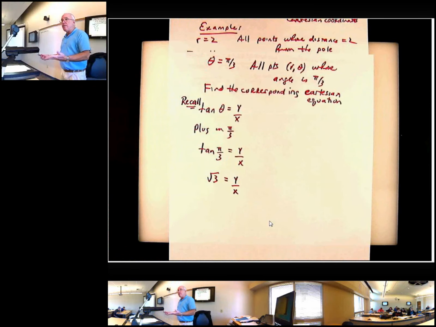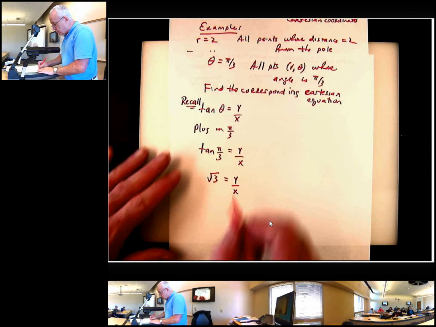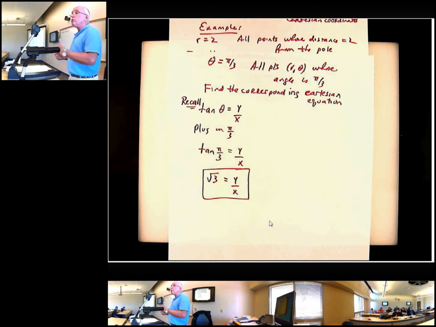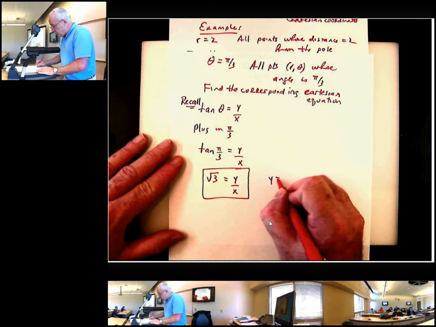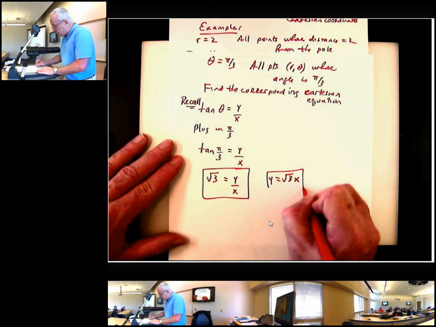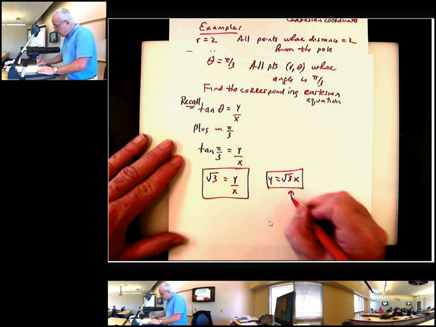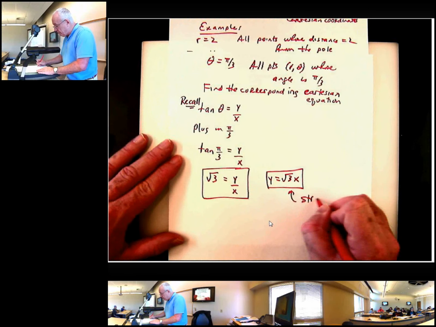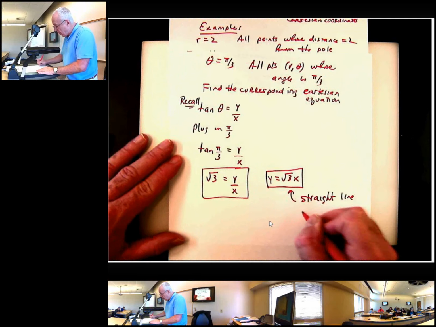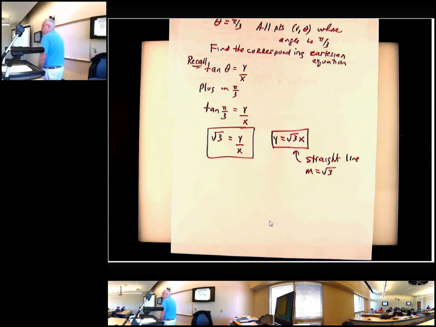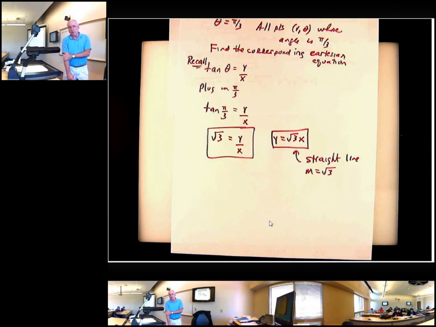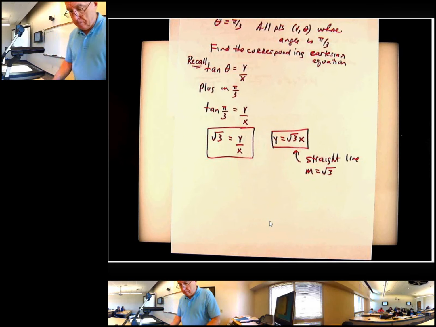So that's certainly one answer, just like that. Or I could also multiply both sides by x and have y equals the square root of 3 times x. And of course, this is a straight line, and its slope is equal to the square root of 3, which is just what we had there when we drew the diagram.